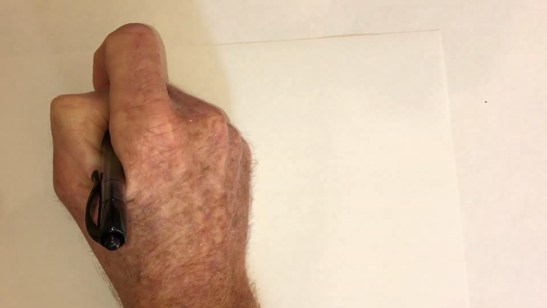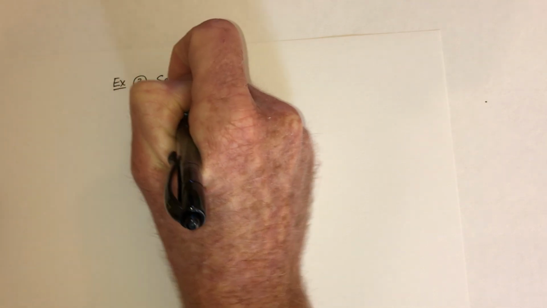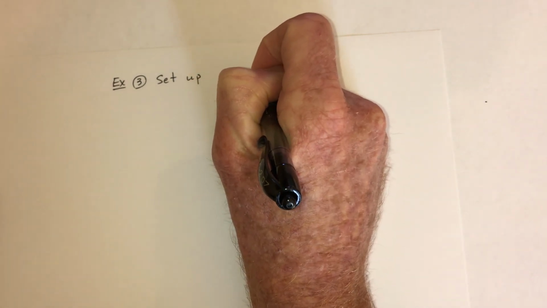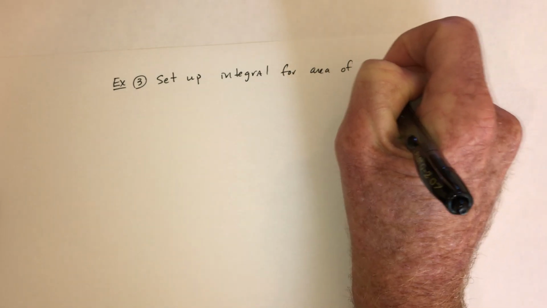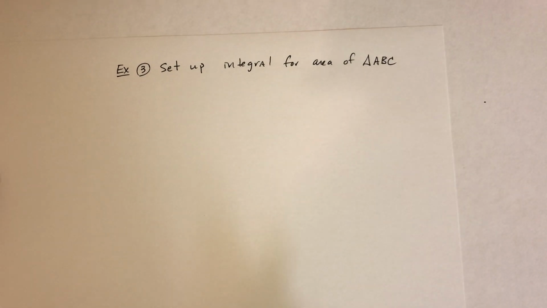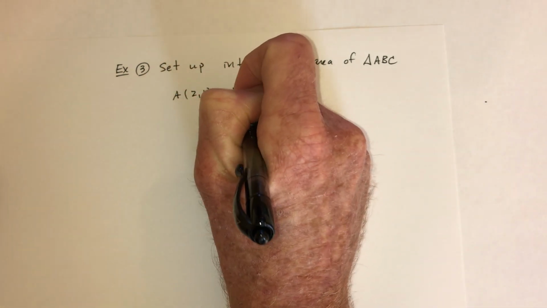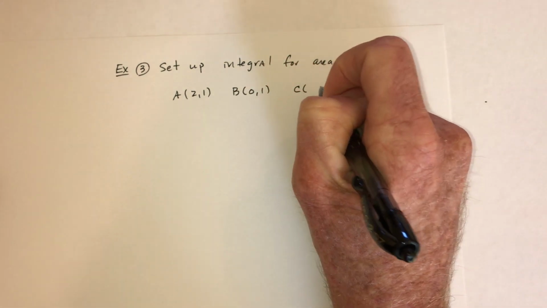Then for the next example, number 3. So for this one, just set up the integral. Don't actually integrate it. Set up an integral that will find the area of a triangle ABC, where A is the point 2, 1, B is the point 0, 1, and C is the point 0, 5.